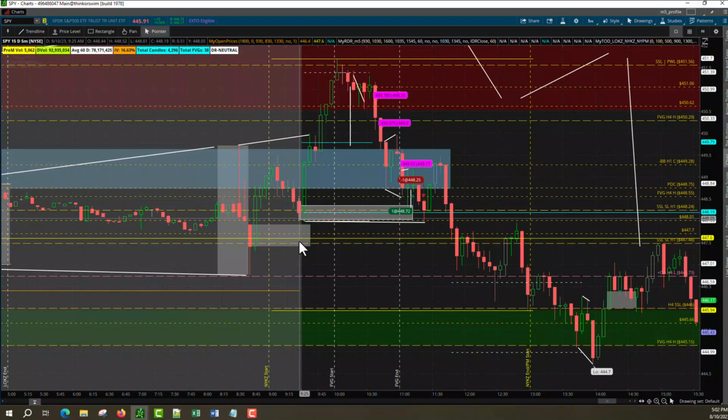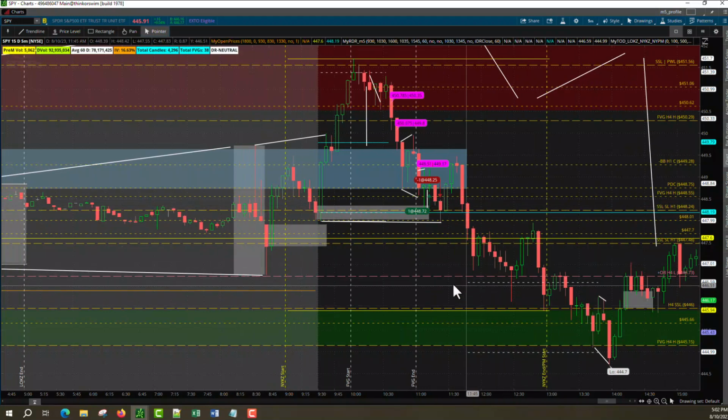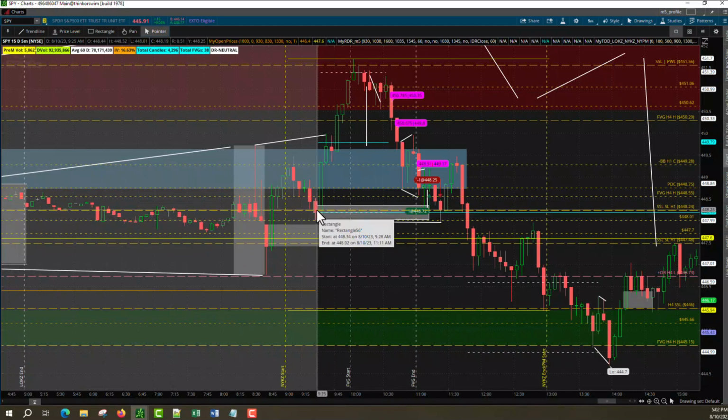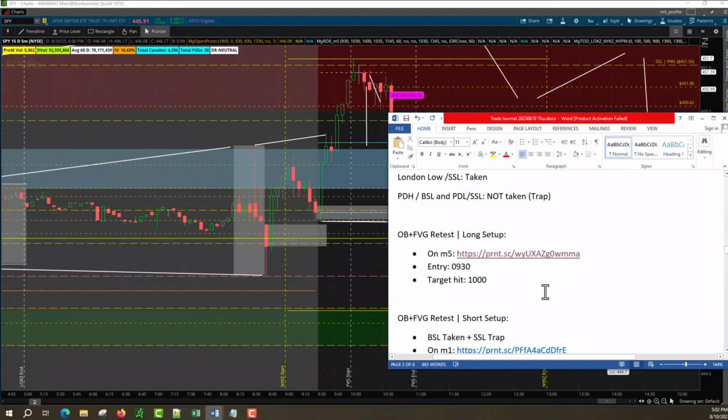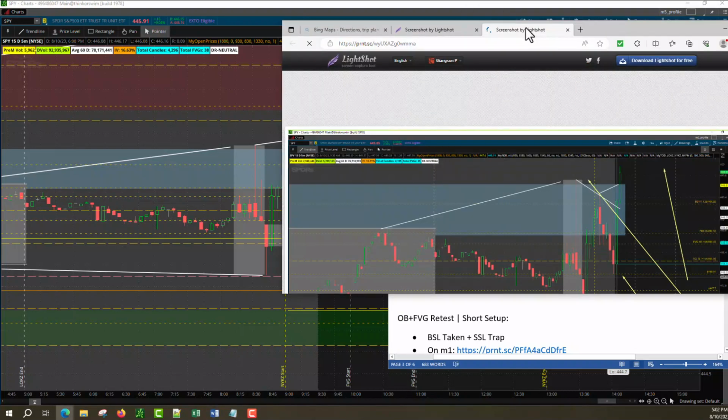Okay, so we make right here. I did take the screenshot just 8 minutes after this setup formed. Okay, let's check the screenshot. Let's look at the screenshot, right? Yeah, here if we put in our journal, so it's a long setup. So basically, in just 30 minutes, you get the huge move right here.